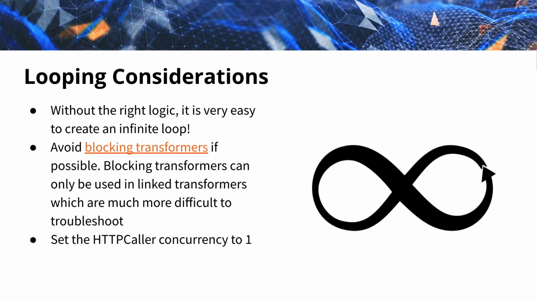An important looping consideration is that without the right logic, you can easily create an infinite loop and you'll have to manually stop your workspace. Typically, you want to avoid blocking transformers as much as possible. If you use a blocking transformer in a custom transformer, it'll have to be a linked transformer. And if you do that, it makes it much more difficult to troubleshoot because you won't see the results in real time like you would if feature caching is enabled. I'd also set the HTTP concurrency to 1 in your custom transformer.